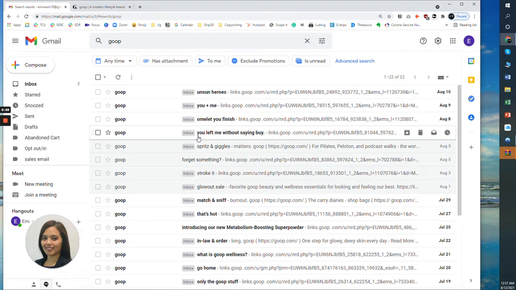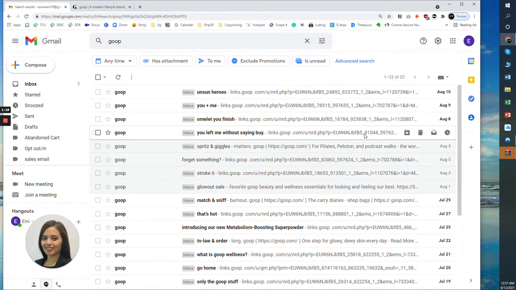And I love the way that Goop isn't using title case. It's more conversational when you don't capitalize the letters. Capital letters tend to make it more formal, and usually with e-commerce, you don't want to do that. You want it to be very conversational, very friendly. So the first abandoned cart email was on August 5th.